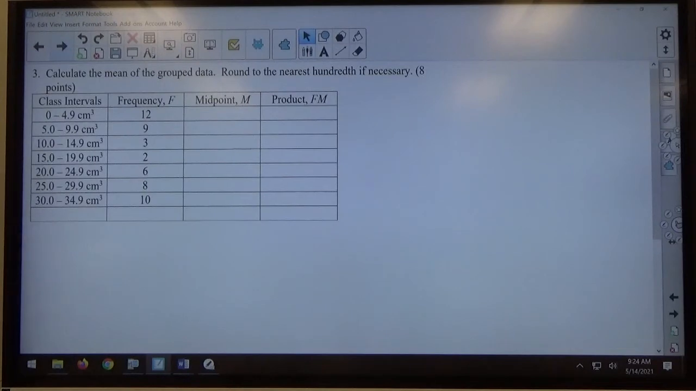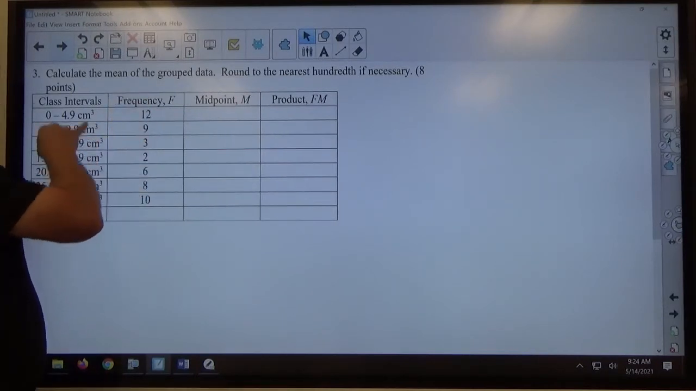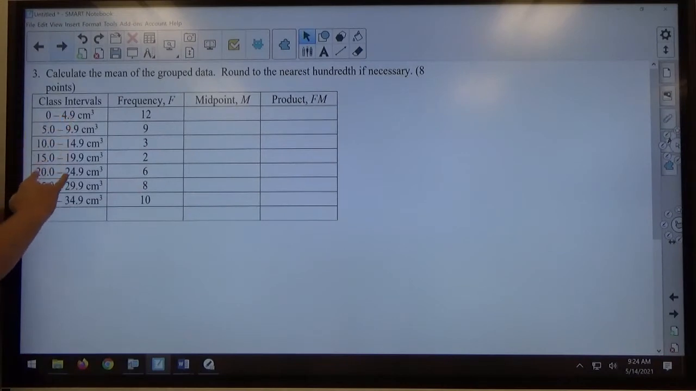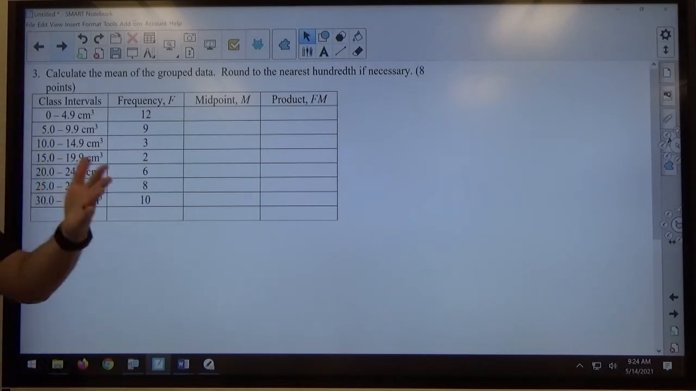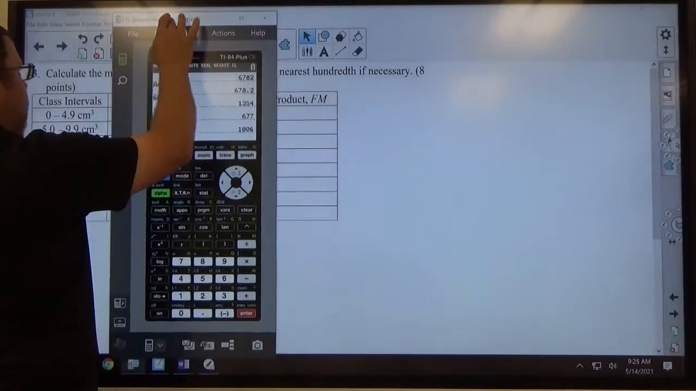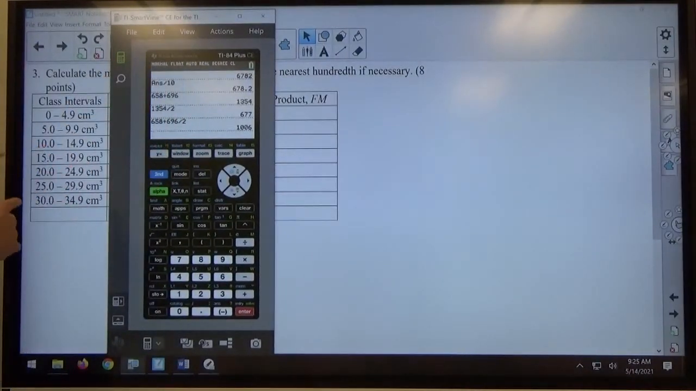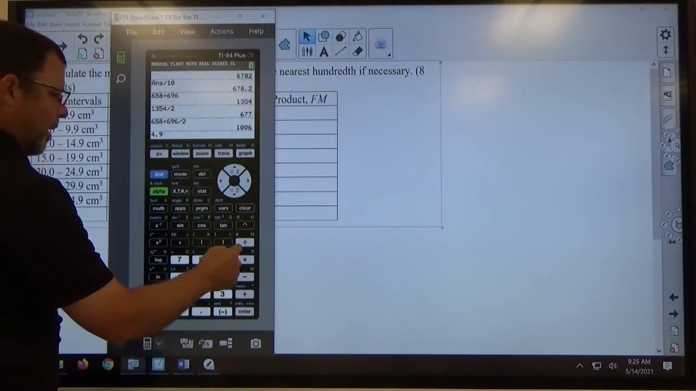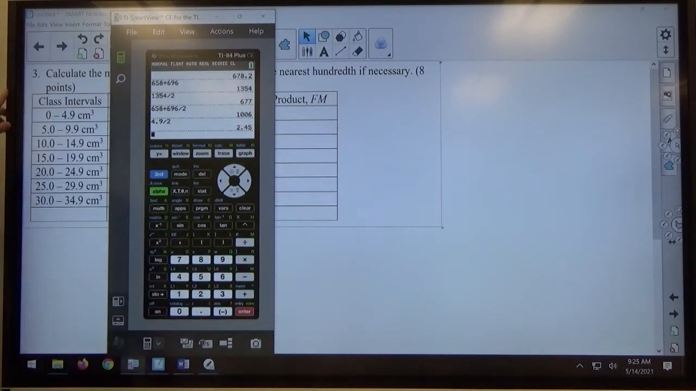Calculate the mean of the grouped data, round to the nearest hundredth if necessary. So, you've already got the frequencies, you have the class intervals here. The midpoint column is just the midpoint of each interval. So I want to average these numbers, and it's the same idea as we just did a moment ago with the median. I'm going to add 2 numbers and divide by 2. So, depending on your addition skill, 0 plus 4.9, I think we can do it in our head, is 4.9 divided by 2 is equal to 2.45.